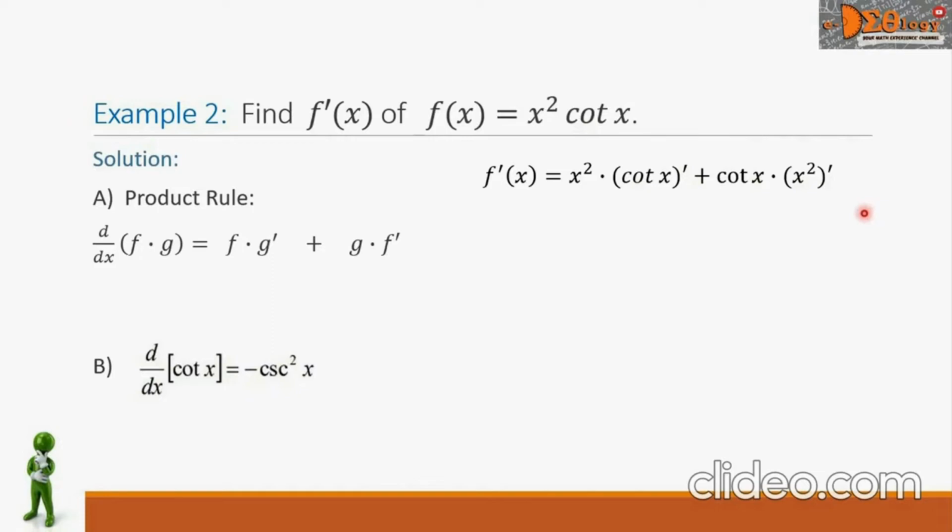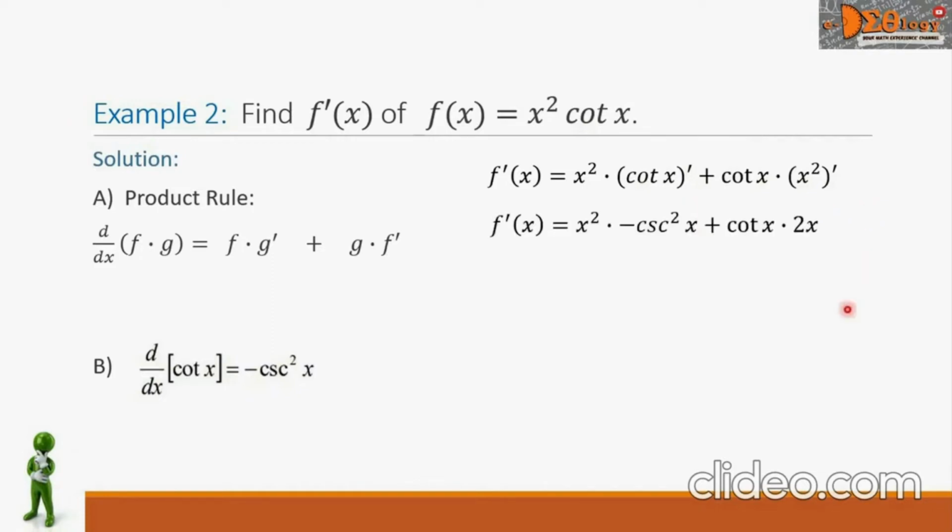Let us now simplify the derivatives. So we have x squared times the derivative of cotangent x is negative cosecant square x plus, we copy again this cotangent x times the derivative of x squared, which is 2x. Now let us simplify the corresponding products. So we write f prime of x equals negative x squared cosecant square x plus 2x cotangent x.